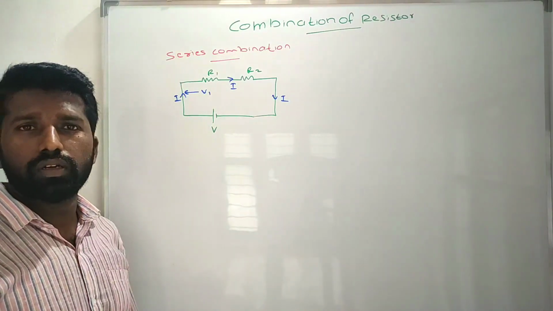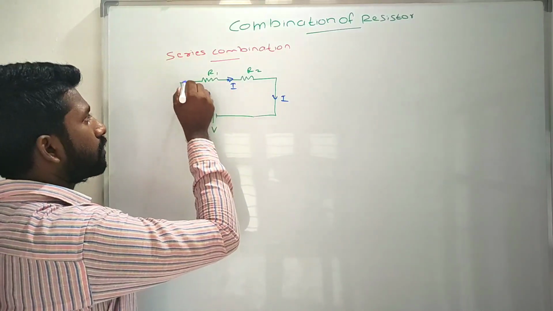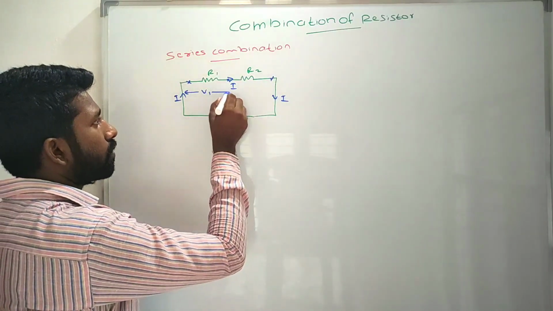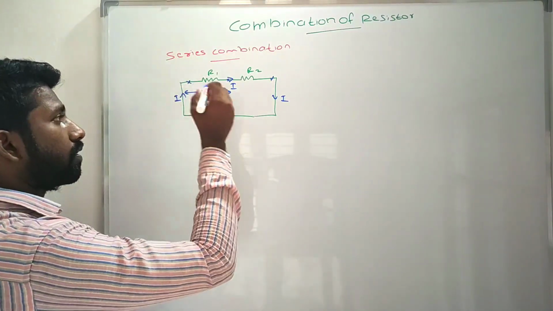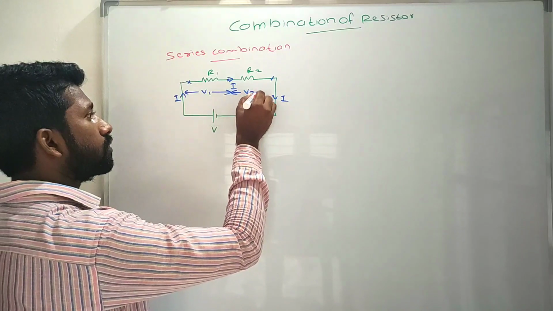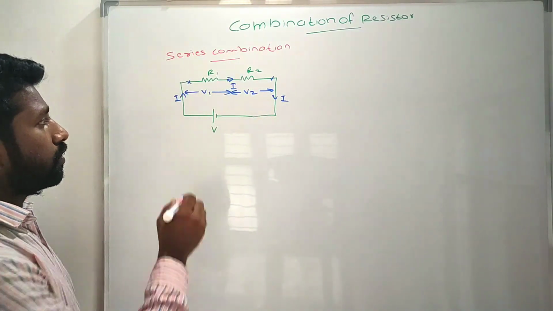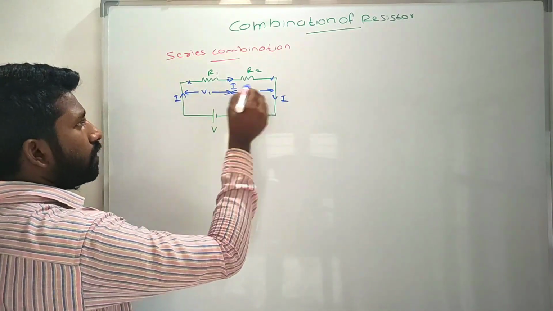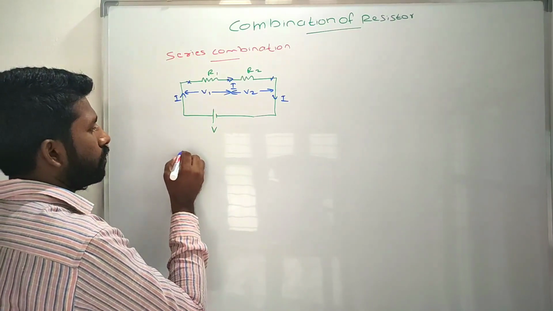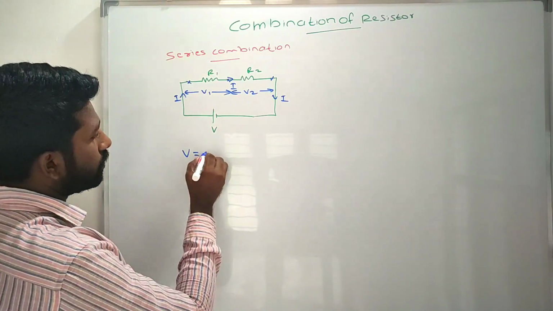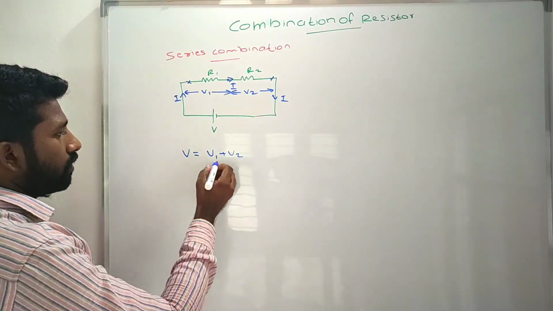Next we will see the potential difference across each resistor. For series connection, the potential difference is different. The potential difference across the first resistor I am taking as V1 and the potential difference across the second resistor I am taking as V2. So what is the potential difference across this network? That is equal to V. V is equal to V1 plus V2. Okay, clear?